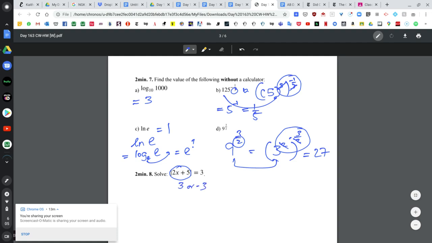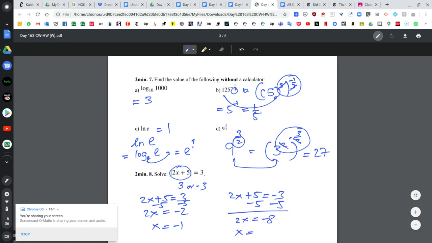So I'm just going to solve two equations: 2x plus 5 equals 3, and 2x plus 5 equals -3. Those are easy to solve. Solve those yourselves. You can subtract the 5, you get -2, therefore x equals -1. Again, subtract the 5, you get -8, therefore the final answer should be -4. And you can plug those values in and confirm you do get the value of 3.